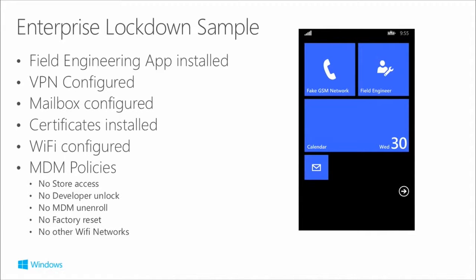So imagine I want to deploy this field engineering app. I want to configure VPN, certificates to authenticate, a mailbox, and some policies. I can't exit the store. I cannot developer unlock and start sideloading apps. I cannot unenroll from MDM. I cannot factory reset my phone. This would be a perfect scenario for a field engineer with a specific phone just available for this scenario. So he can't sell it on eBay, or lose it and use it himself or his kids, right? So we have great capabilities now, besides building applications on a phone, for this kind of scenario.